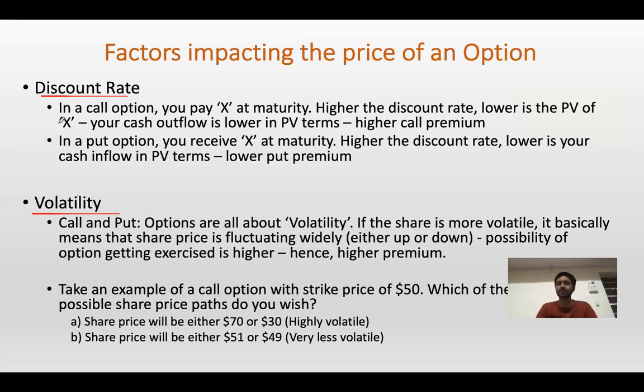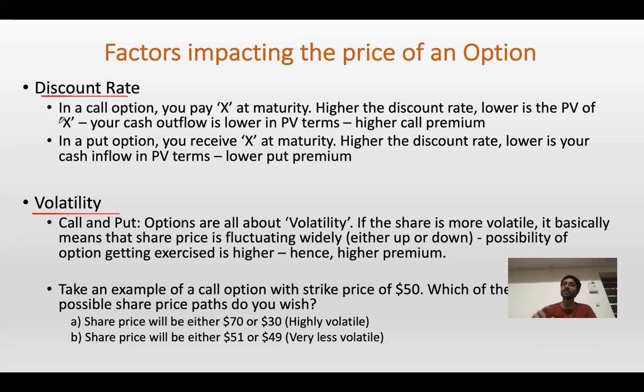In a call option, again, theoretical definition, it's a right to buy at a particular strike price. So when you're buying the underlying, you have to pay the exercise price, or the strike price, on maturity. So it was a cash outflow for you, right? So let's say the strike price that we were seeing in the BPCL example was 400, correct?